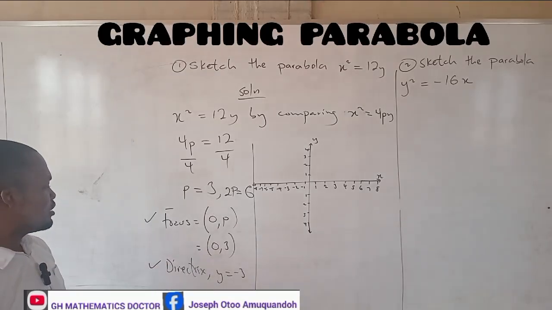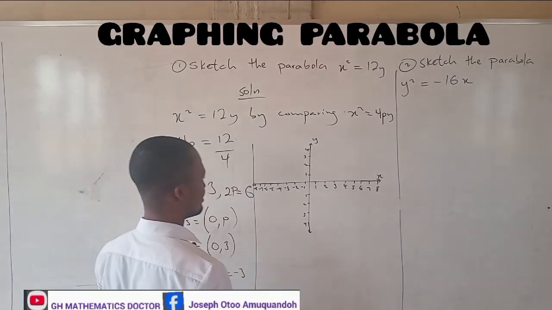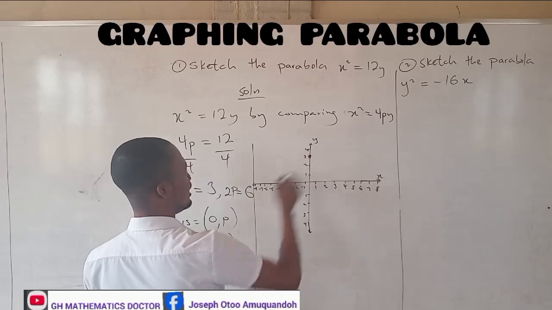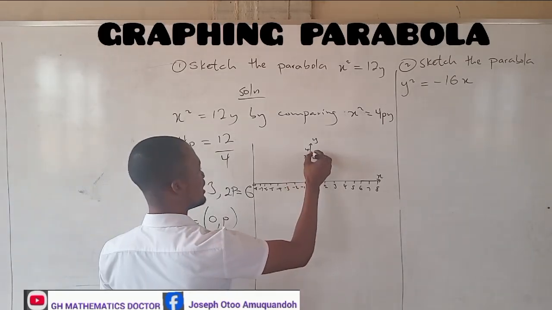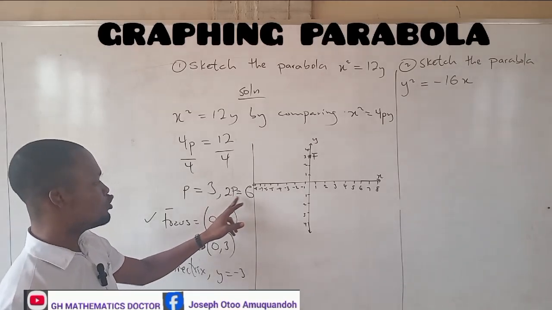So we locate the point (0, 3) on the y-axis, and this is the point. And the point gives you the name focus. So our focus is (0, 3). Don't go straight to the point to draw your parabola. No, we need to sketch or locate where the 2p will be located.